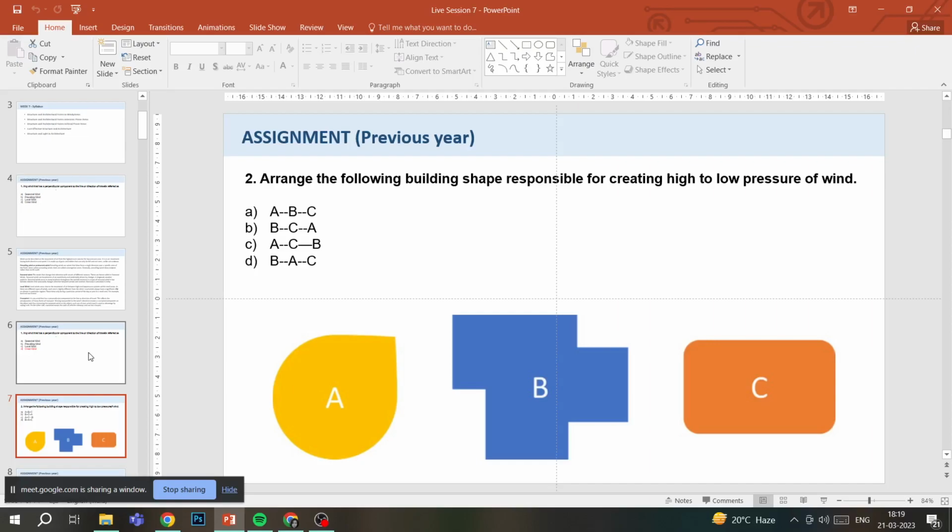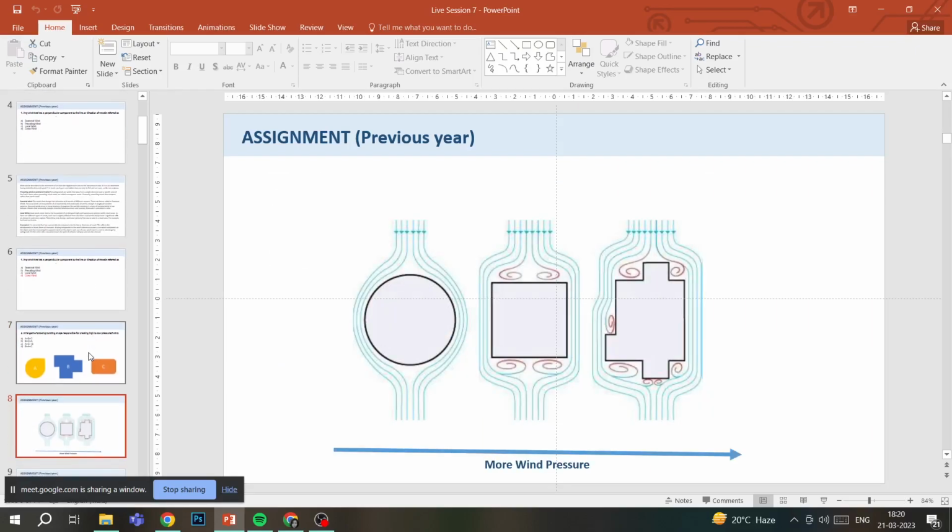So we have to figure out which of these shapes will have the highest pressure of wind happening around it, and which will have the lowest happening around it. So coming to this figure, we have three different shapes here. We have a circle, we have a square, and we have a dynamic asymmetric structure combined with different squares and rectangles.